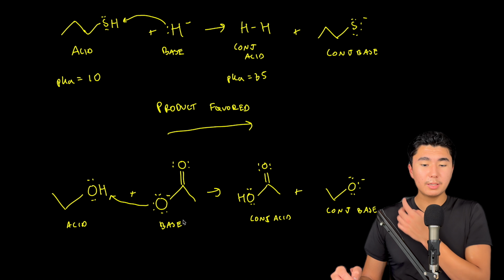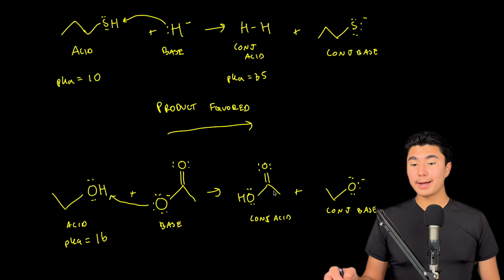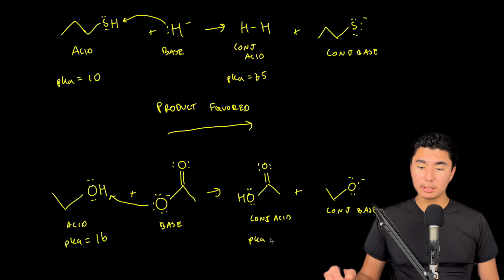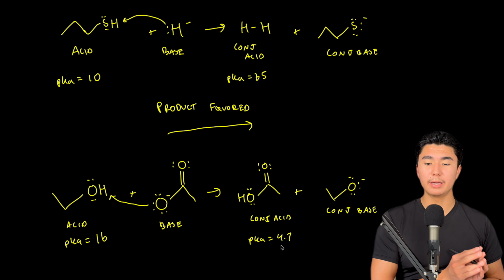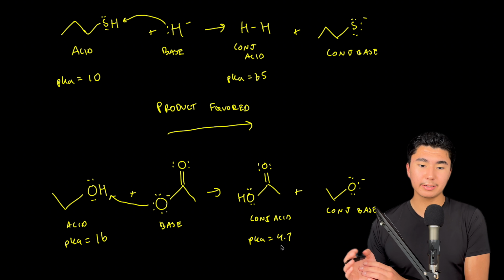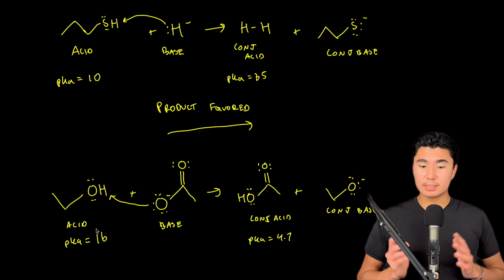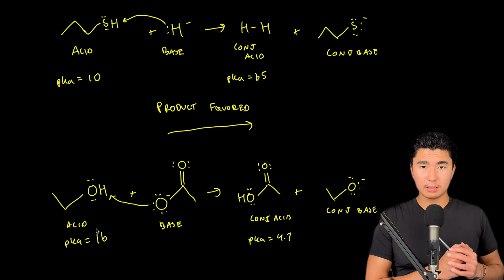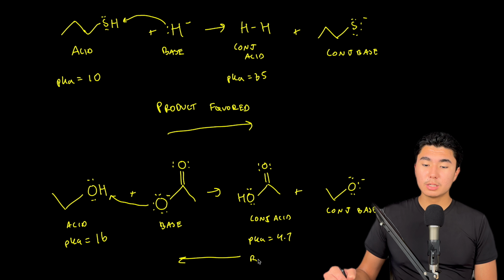So if we look at the pKa table, we're going to see that this molecule over here has a pKa of about 16, and over here, our acid is going to have a pKa of 4.7. Now, one thing you'll notice is that on the reactant side, we have a higher pKa than the product side. So we have 16. 16 is a lot greater than 4.7. And this means that we are going from a weak acid to a strong acid. And since we're doing that, our reactants are going to be favored. So we have reactants favored.